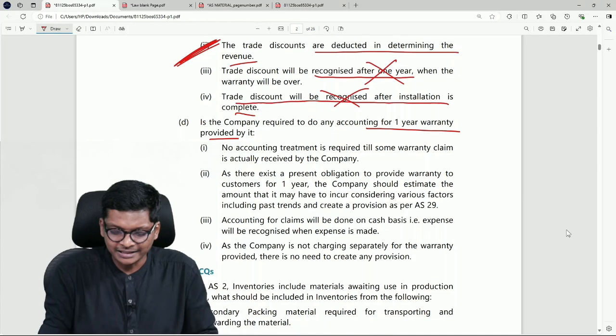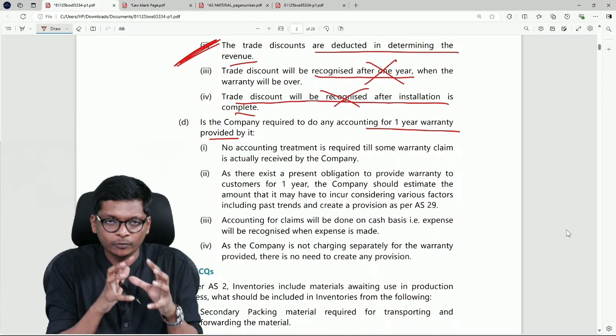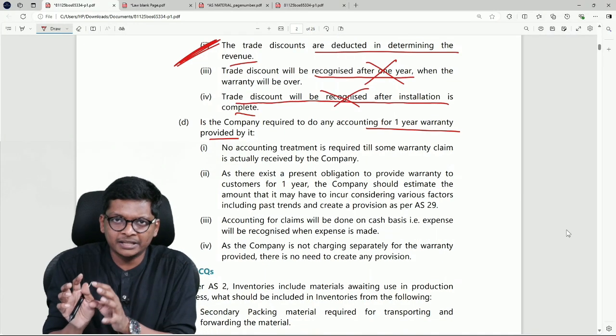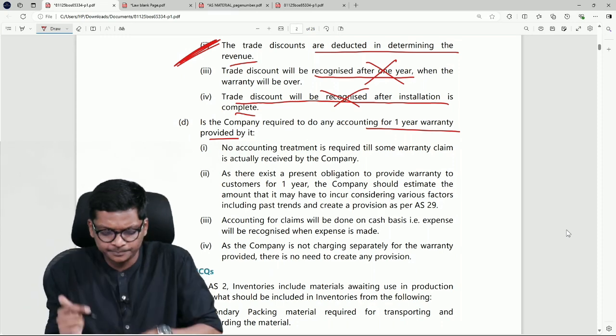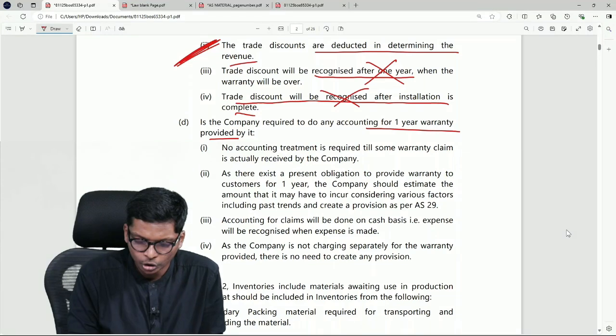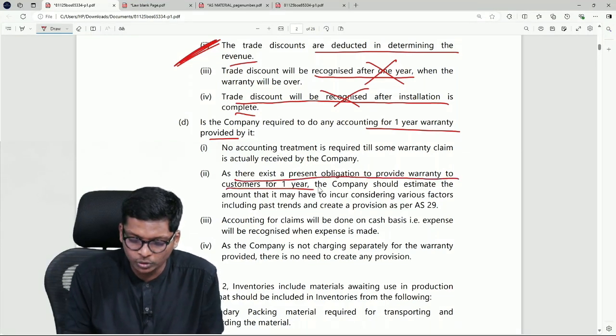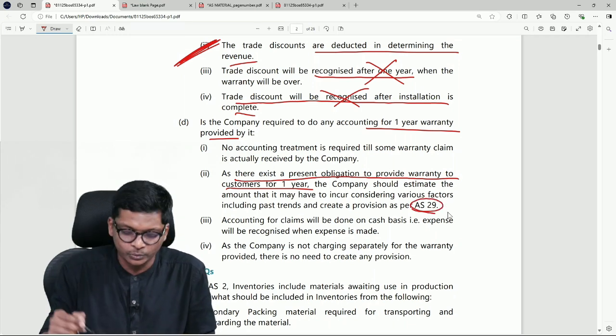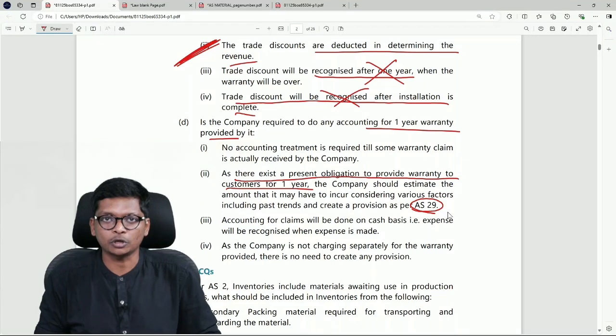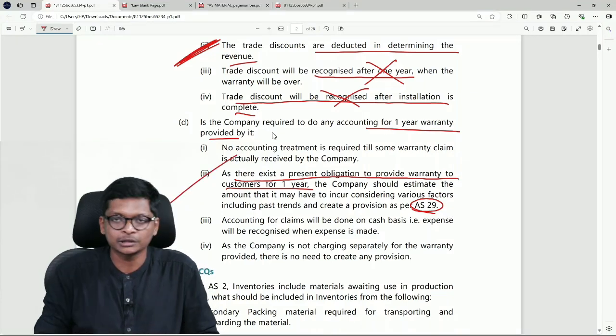Now that is what AS29 says. Provision should be debited to P&L for warranty, and once the warranty period is completed, we will reverse it. So look at the options. Look at option B. As there is a present obligation to provide warranty to customers for 1 year, I need to create a provision as per AS29. None of the other options talks about AS29. So the answer is 2.